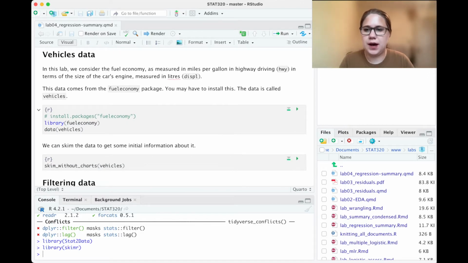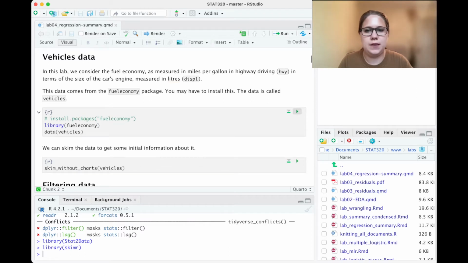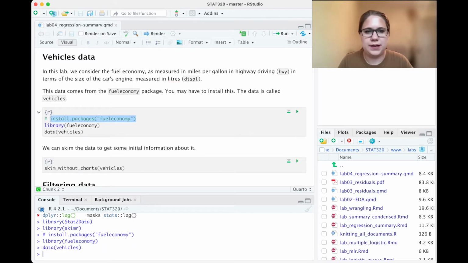So I have the fuel economy package installed on my computer. If you don't, you might need to put install.packages fuel economy in your console and hit enter. I'm not going to do that right now. And then I'm going to hit the play button to load that data in. Probably can't see it in my environment, but it's loaded in as a promise.